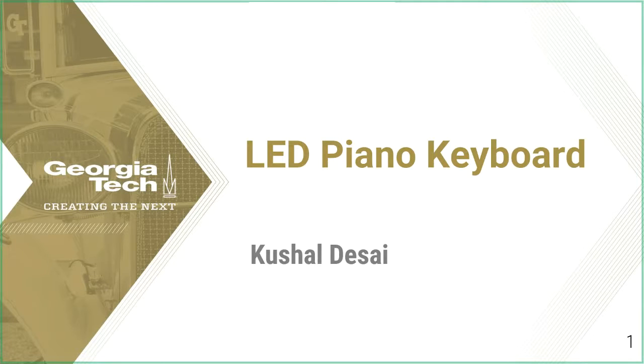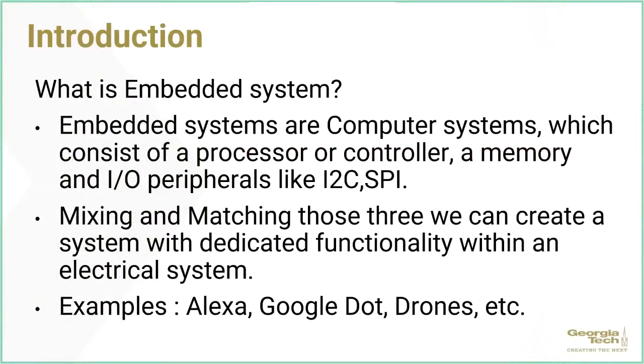In the past few years, robotics and IoT devices are a hot topic in the technology industry. And one of the common things in these two areas of study is embedded systems. That leads to the question, what is an embedded system? Embedded systems are a computer system which consist of a processor or a controller, a memory, and IO peripheral devices like I2C or SPI. We can mix and match between these three components and create a system with a dedicated functionality within an electrical system.